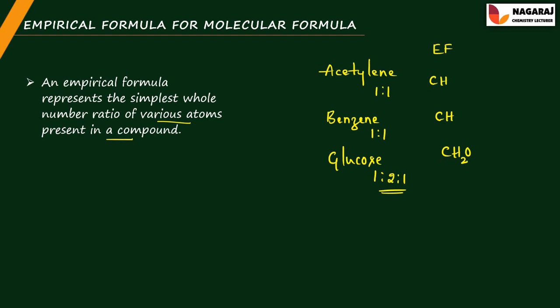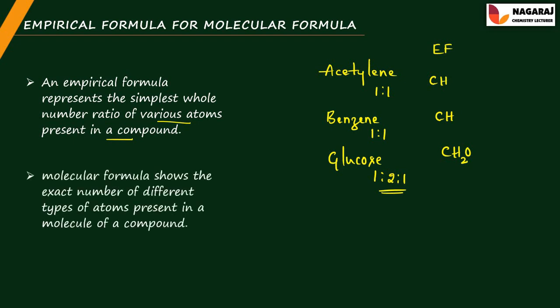And then what is meant by molecular formula? The molecular formula shows the exact number of different types of atoms present in a molecule of a compound. In the case of acetylene, the molecular formula is C2H2. That is, it contains 2 carbon atoms and 2 hydrogen atoms.